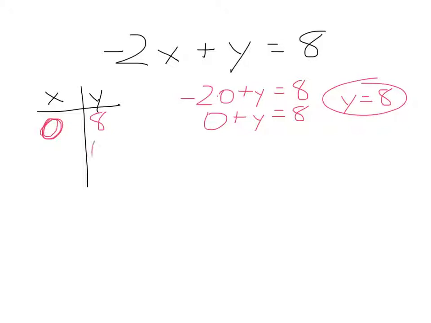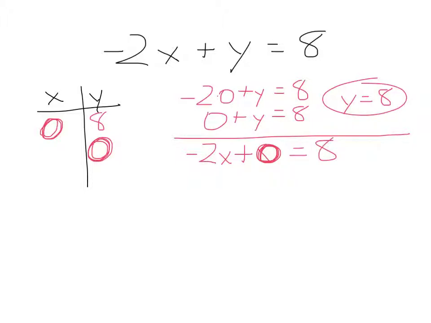Let's try 0 for y. That's a nice, pretty simple number a lot of times. So we will do negative 2x plus 0, plugged in 0 for y, equals 8. Negative 2x plus 0 is negative 2x equals 8. Divide by negative 2, divide by negative 2. We get x equals negative 4. So here's our first 2 points.